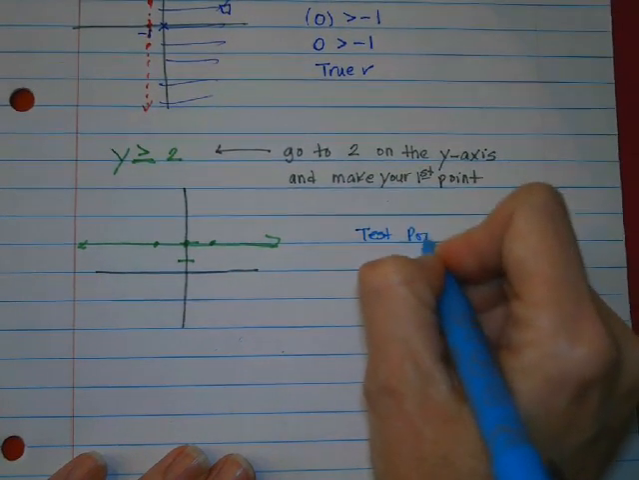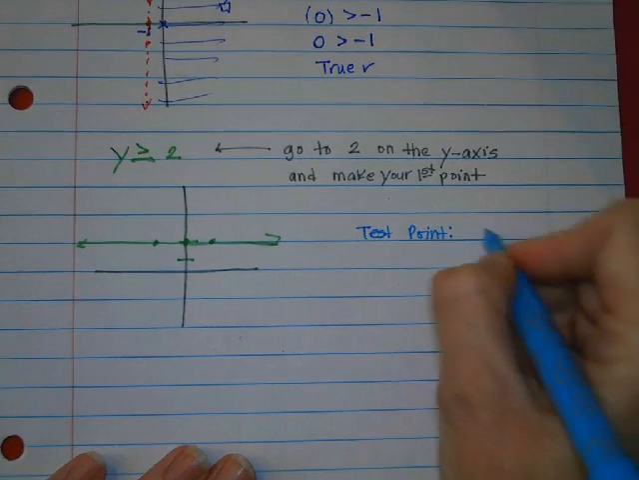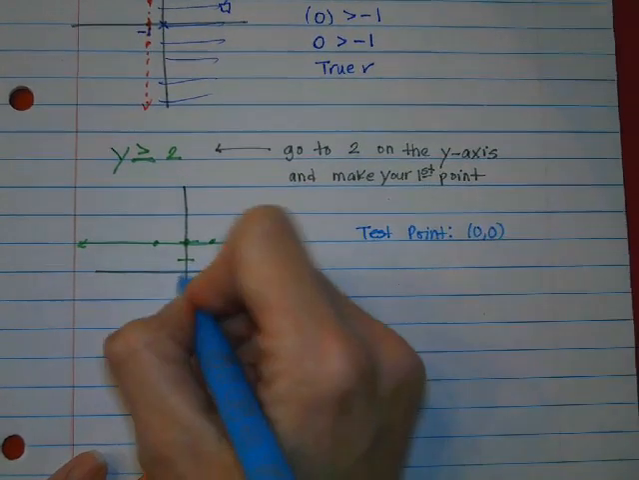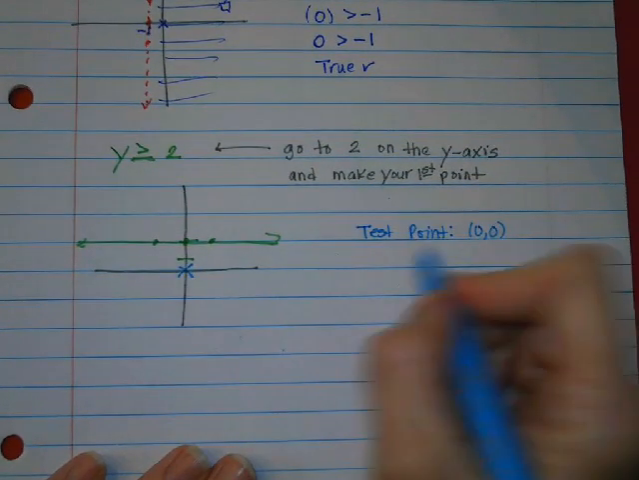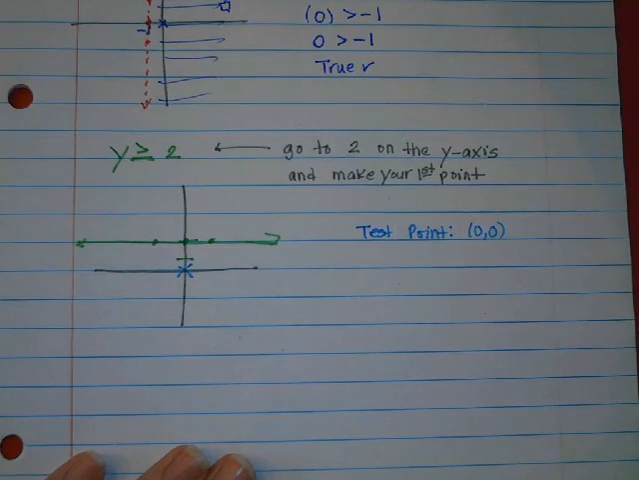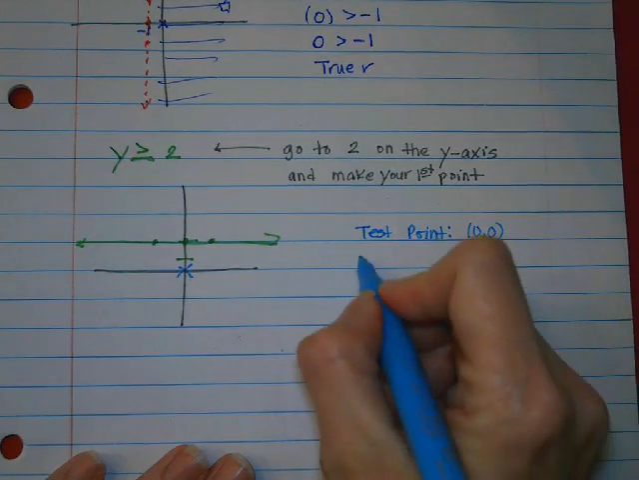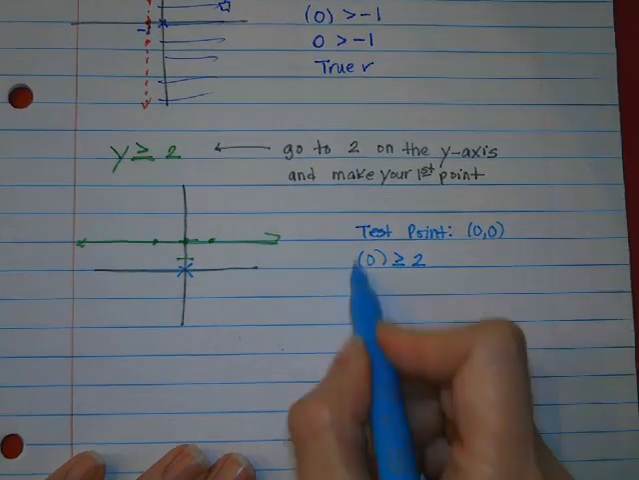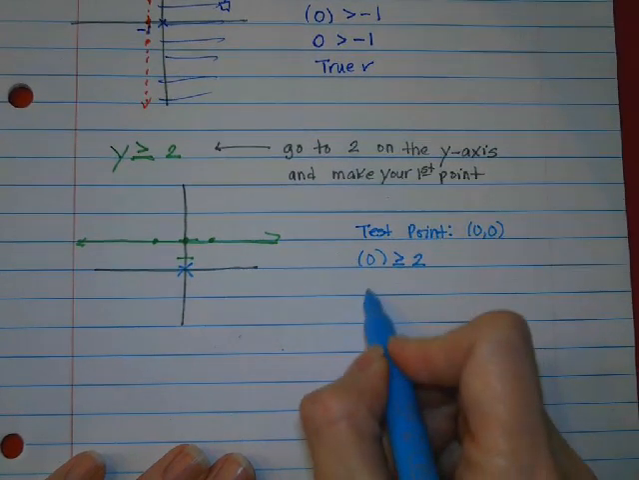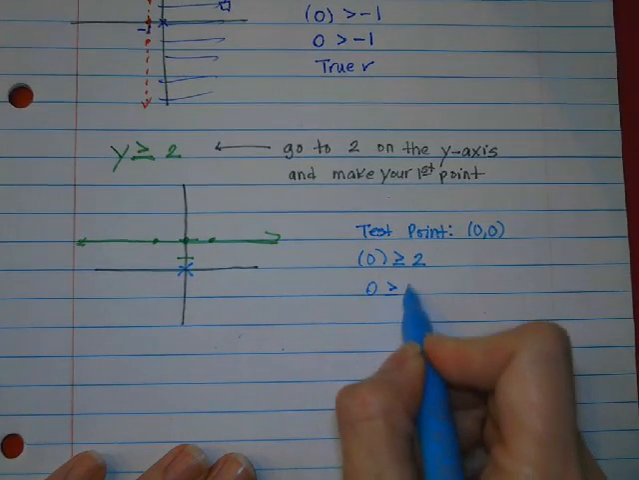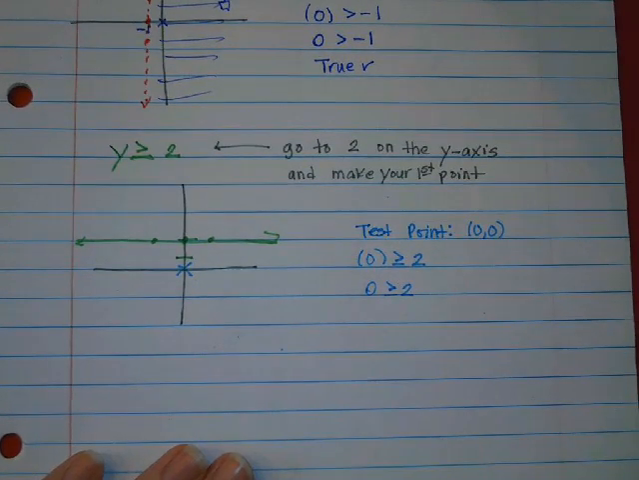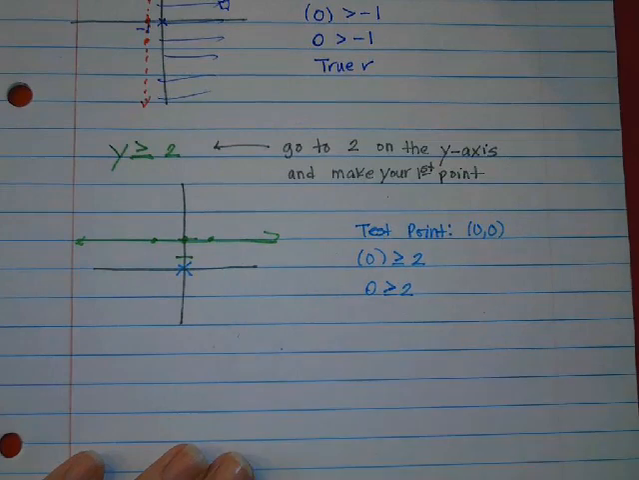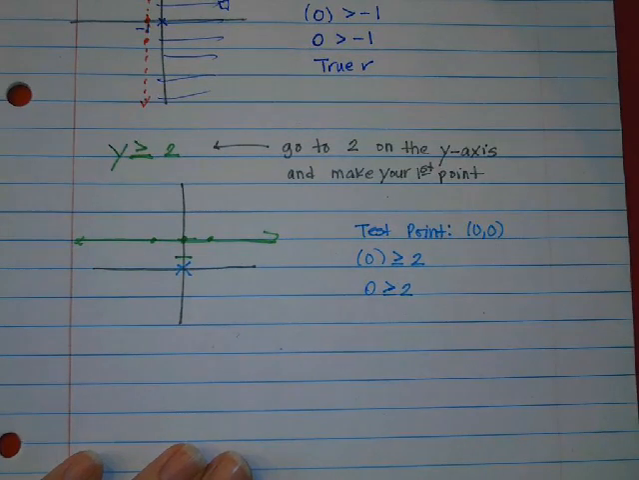What test point do we want to use, Angel? That's right, we'll use our 0, 0. There it is. We're going to place our y value with 0. And again, there's no value in front of our 0 to multiply by, so we'll just ask ourselves, is 0 greater than or equal to 2? So Angel, is 0 greater than or equal to 2?